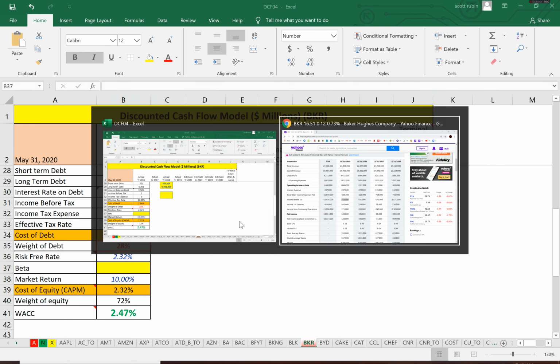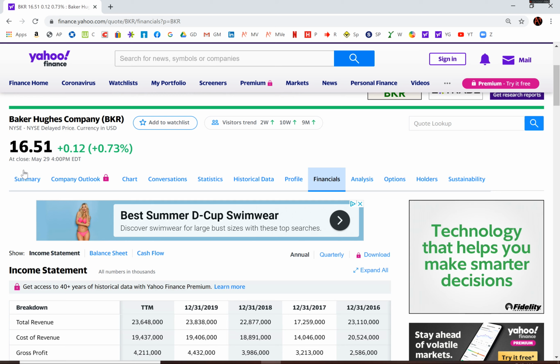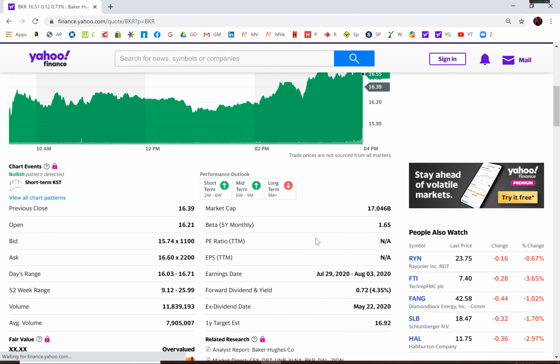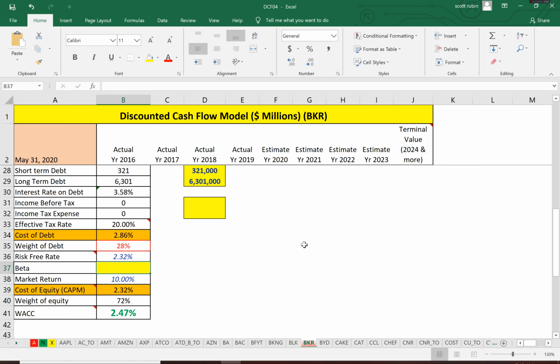Now let's figure out the cost of equity. And we need to get the beta, which is 1.65. And the cost of equity is 15%, and the cost of debt is about 3%. So equity is more expensive than debt because equity sits lower on the capital structure of a company. In the event of a default, debt holders are paid before equity holders. So equity holders require a higher return because of the higher risk they're taking.